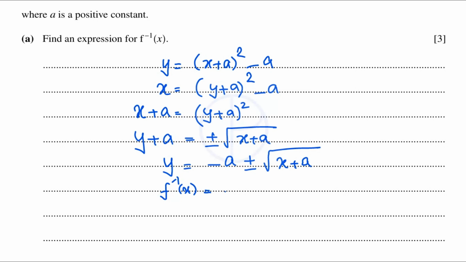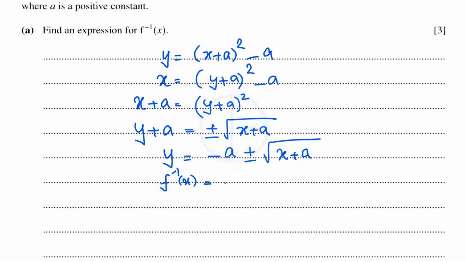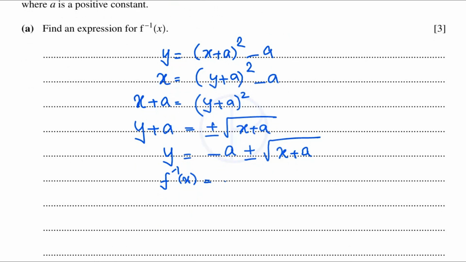Here it takes two values. f inverse exists if f of x is a one-to-one function. So we need to find out which of these two values satisfies the condition. Here x less than or equal to minus a is the domain of f of x, which is nothing but the range of f inverse of x. So the two solutions are minus a plus square root of (x plus a) and minus a minus square root of (x plus a).